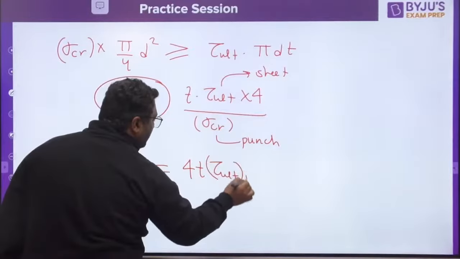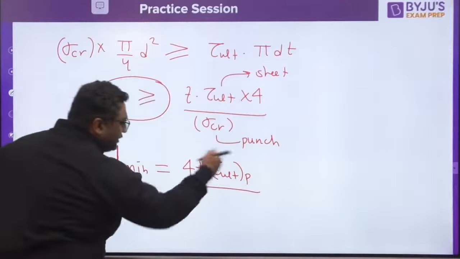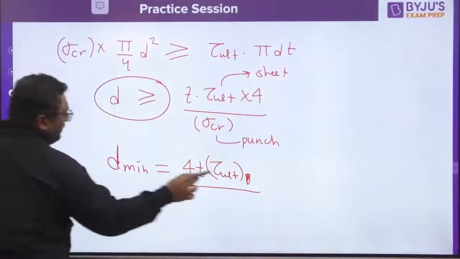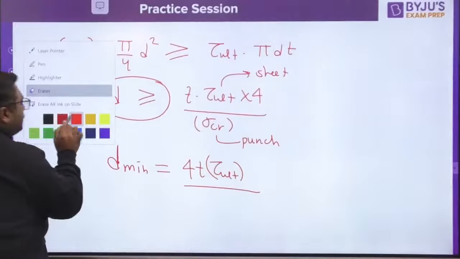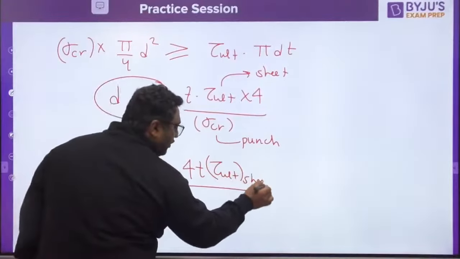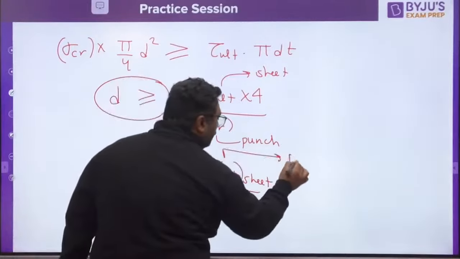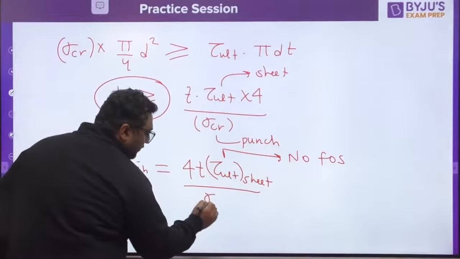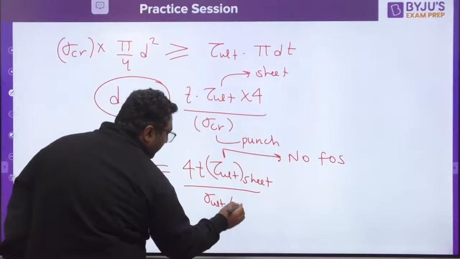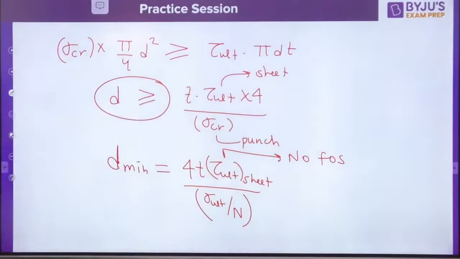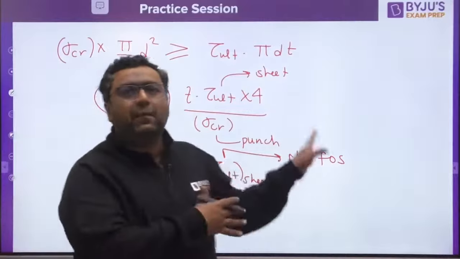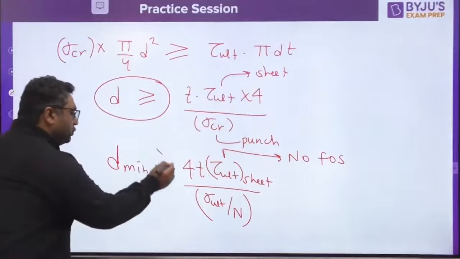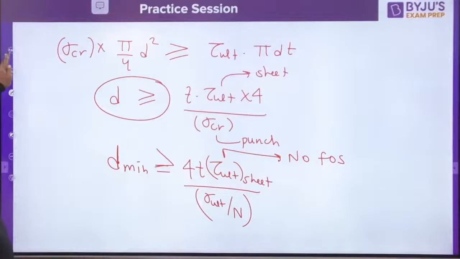Tau ultimate for the punch. Here, this tau ultimate is for the sheet. Because you know that the sheet is going to fail, there is no factor of safety for this. But we want the punch to be safe, so sigma ultimate divided by factor of safety. I have done the complete derivation for you. So I feel this is more than or equal to. That's why D minimum. Okay.